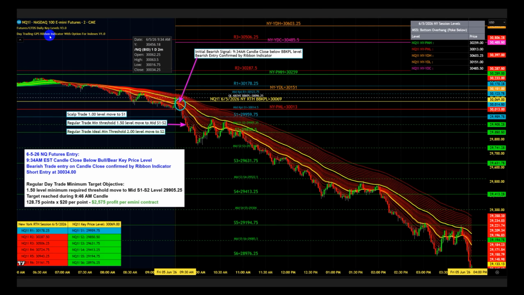There was no guessing, no subjective chart analysis, and no attempt to predict where the market might go next. Instead, the trade was based on objective key price levels, clearly defined confirmation criteria, predefined stop-loss locations, and predefined profit target objectives. The result was a repeatable process designed to remove emotion, reduce subjectivity, and provide a structured framework for decision-making throughout the trading session.